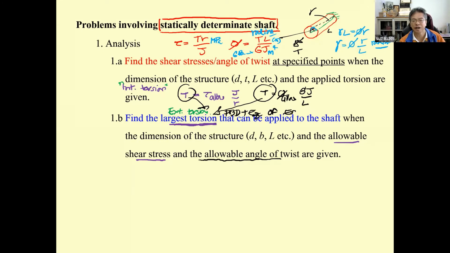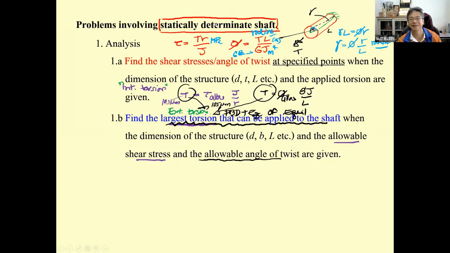So you have to use these two internal torsions to determine the external torsion based on the free body diagram and equation of equilibrium. If you get from the first one, let's say 10.1 Newton meter for the external torsion, and based on this second torsion, you get an external torsion of 10.5 Newton meter. What is going to be the answer for the largest torsion that can be applied to the shaft? Guys, which one? 10.1 or 10.5?